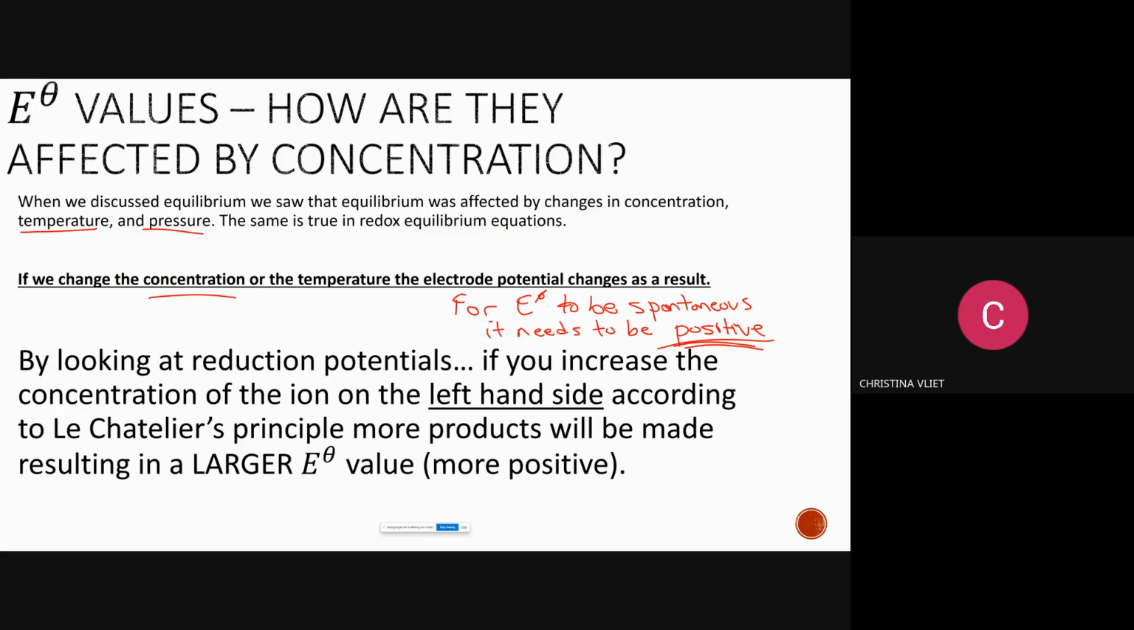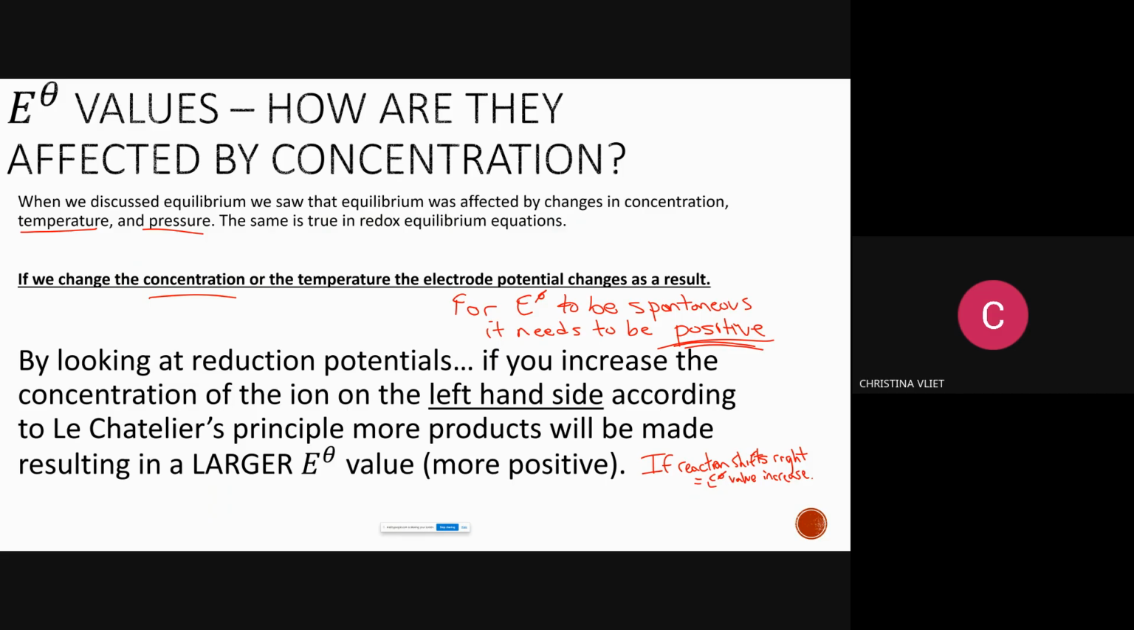And so we will be able to look at Le Chatelier's principle and state if we make more products, what would happen to the E-value? If a reaction shifts to make more products, would the E-value increase or decrease? So if the reaction shifts right, the E-value is going to increase, meaning it's going to be more positive, it's going to be more spontaneous, you're going to make more products, right?